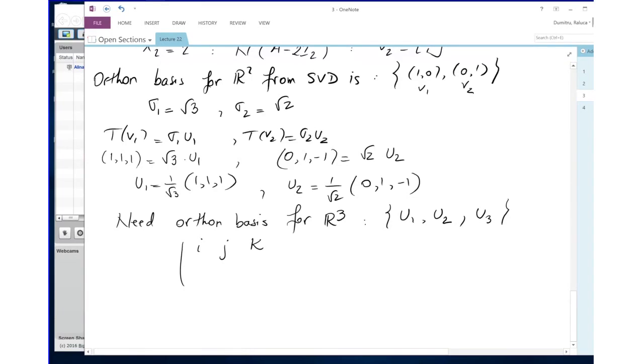Another way is this. Remember this setting? If you just compute the determinant of this, you're going to get the cross product between two vectors. It's not going to be orthonormal. Notice that I skipped the square root of 3 and the square root of 2, so it's not going to be a unit vector. You just divide by its length at the end.